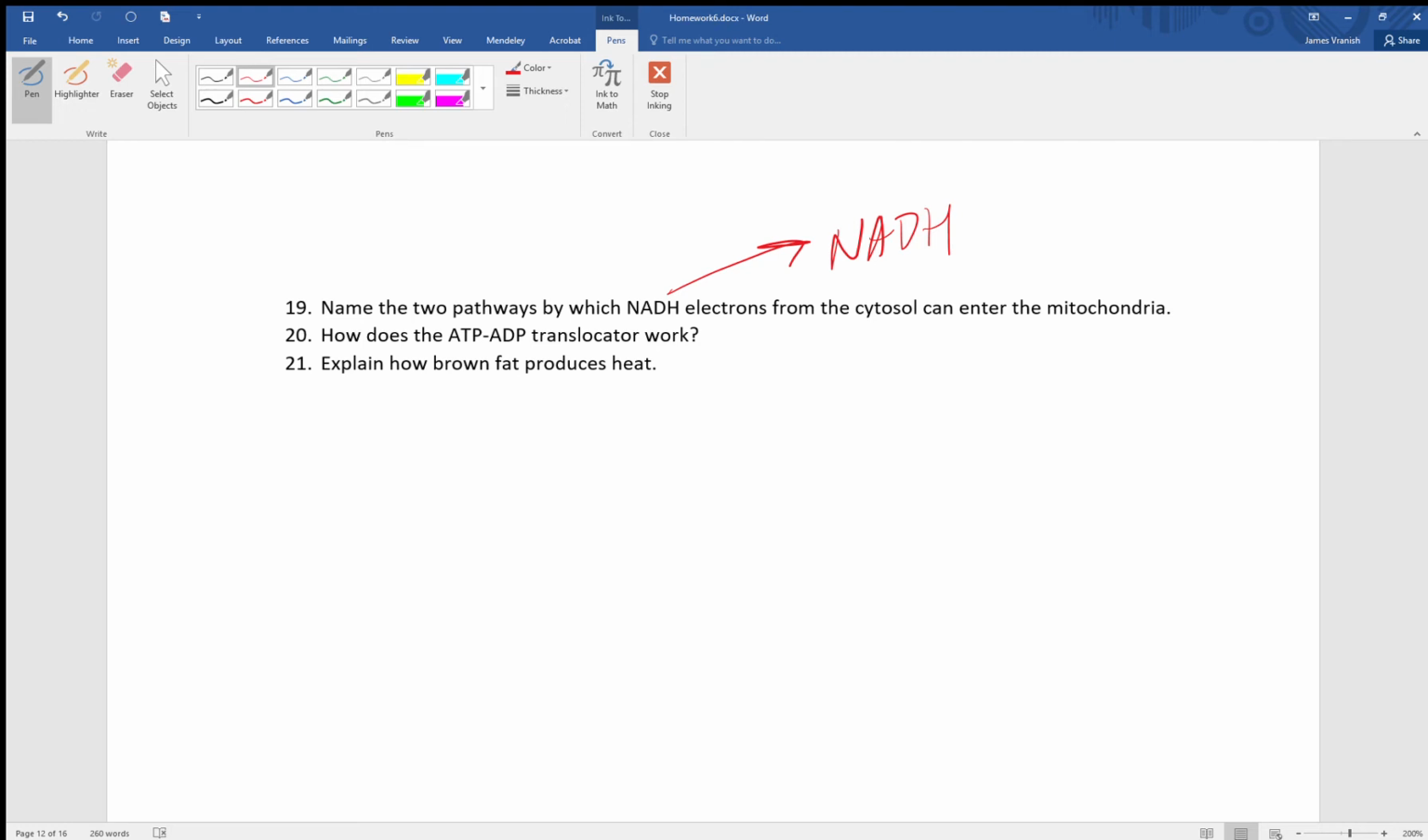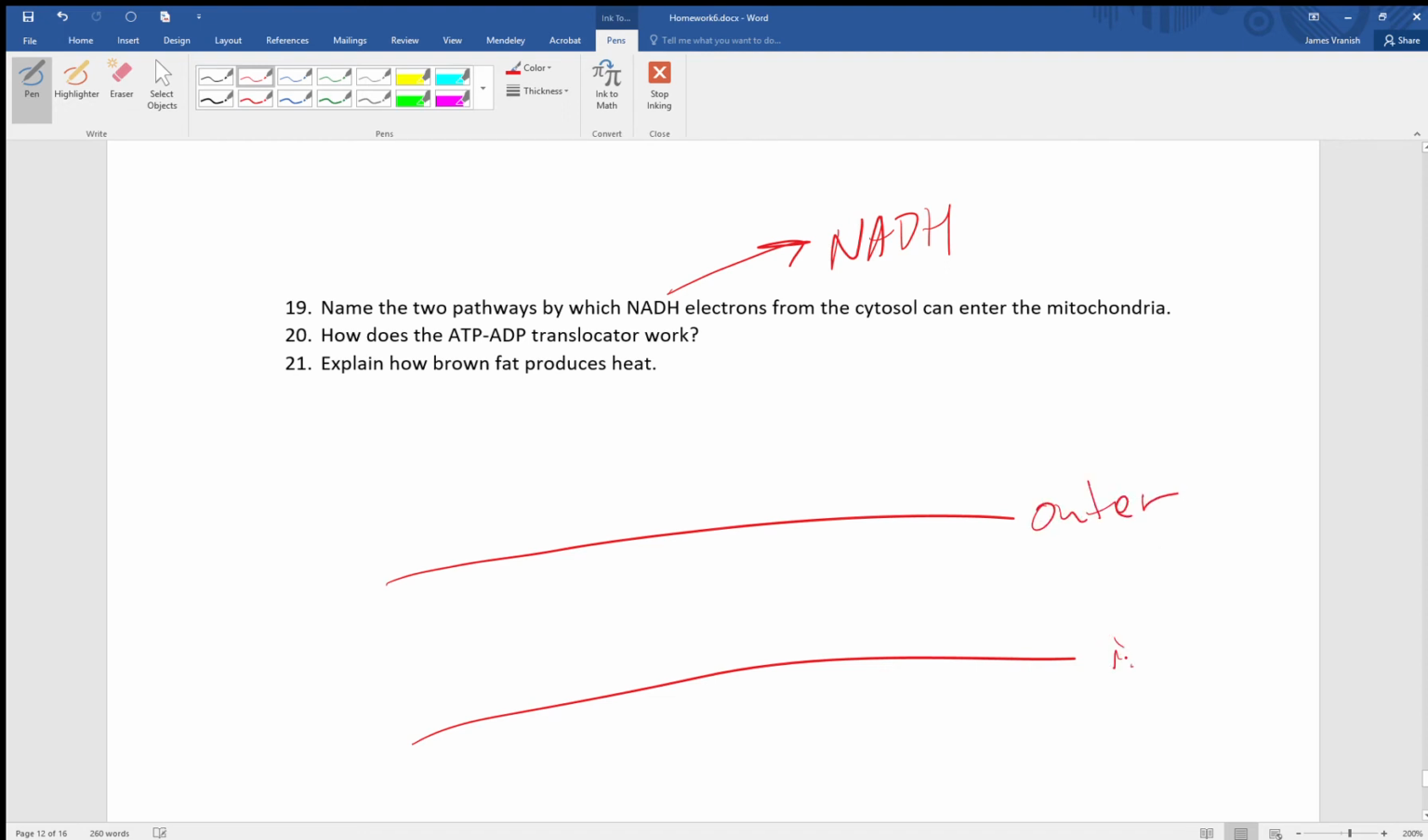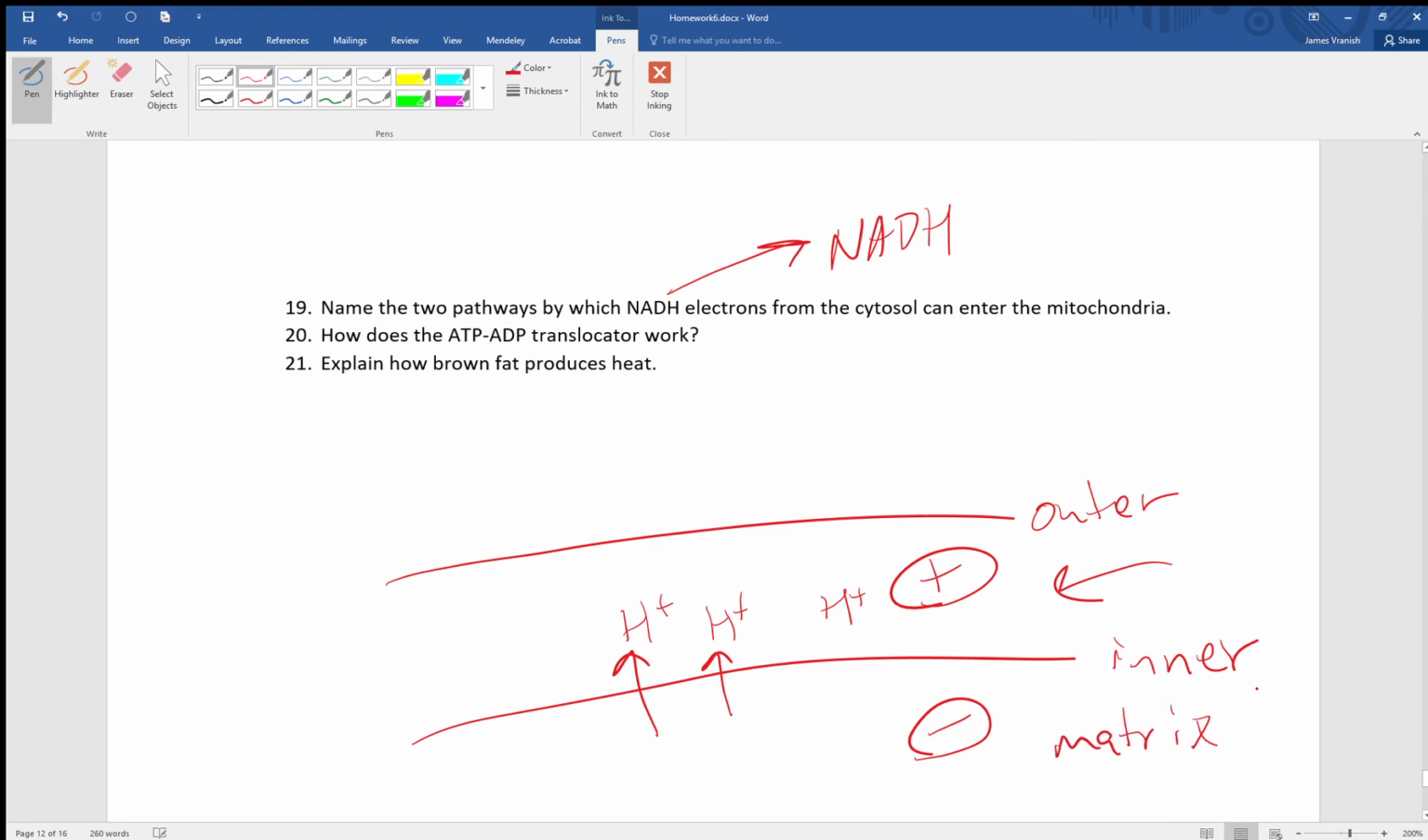How does the ATP-ADP translocator work? And this actually ties in nicely with number 21. All right, so mitochondria has these two membranes, the outer and the inner membrane. And the electron transport chain is continually pumping protons into this inner membrane space, the region between these two membranes. So the end result of this is that the inner membrane space has a lot of protons, first of all, and is relatively positively charged compared to the mitochondrial matrix, which is the inside of the mitochondria.